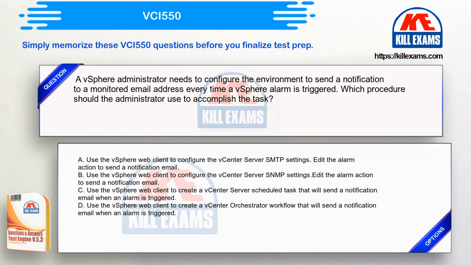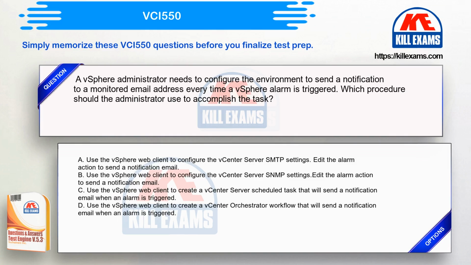A vSphere administrator needs to configure the environment to send a notification to a monitored email address every time a vSphere alarm is triggered. Which procedure should the administrator use to accomplish the task? Option A. Use the vSphere web client to configure the vCenter server SMTP settings. Edit the alarm action to send a notification email.